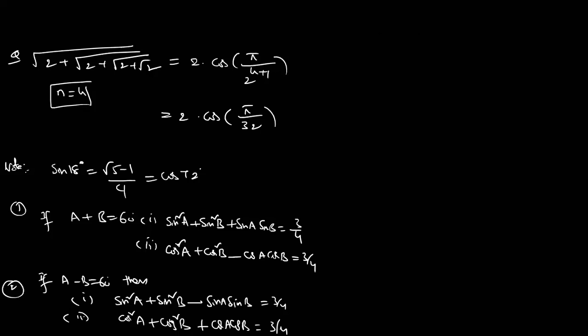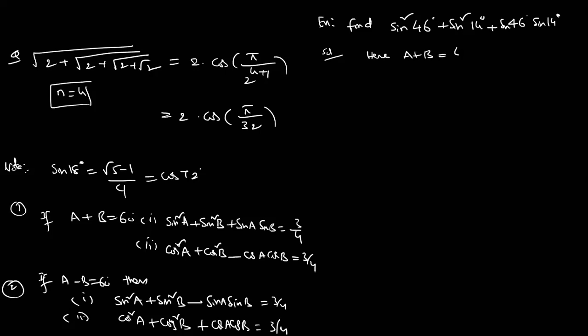I will give a small example. Sine square 46 degrees plus sine square 14 degrees plus sine 46 into sine 14 degrees, how much, anyone? Yes, 3 by 4, because here a plus b, 46 degrees plus 14 degrees, is how much? 60. Therefore, the answer is 3 by 4.